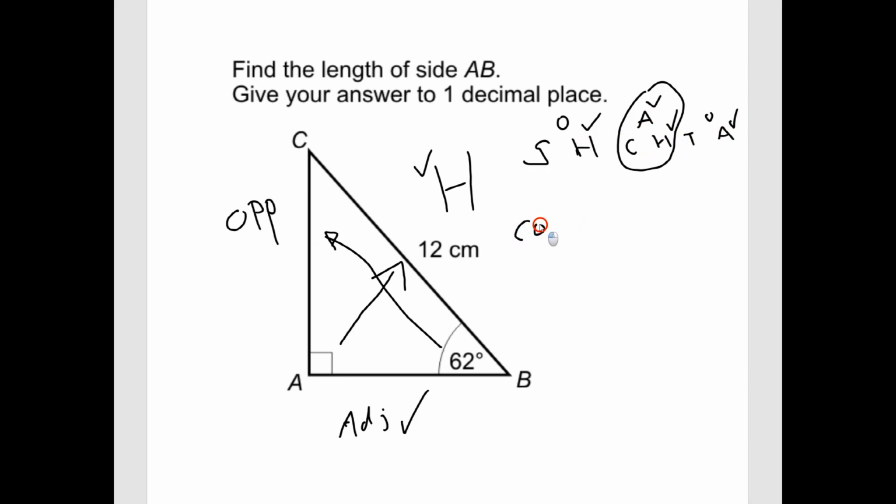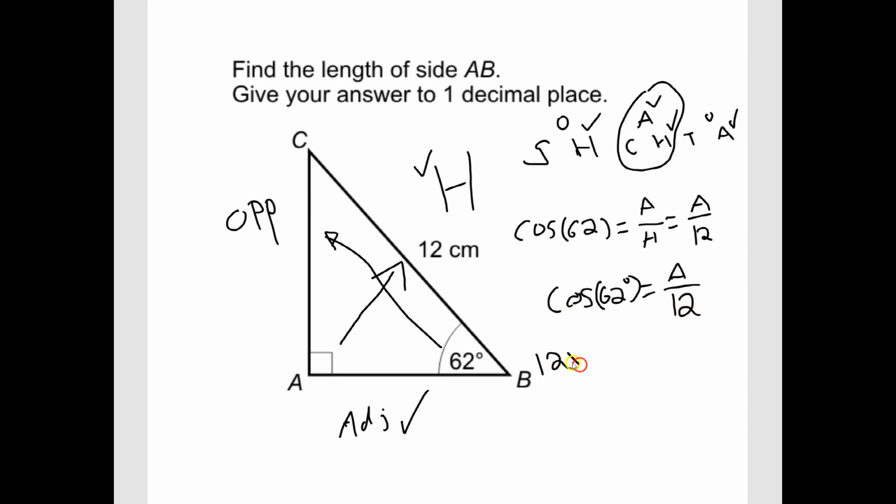So I write down the formula: cosine of the angle. So cosine 62 is opposite, not opposite, so that was rubbish, adjacent over hypotenuse. But the adjacent is unknown, what I want to find. The hypotenuse is 12. So cos 62 degrees is adjacent over 12. If I want a on its own, I need to do the opposite of dividing by 12, which is multiplying by 12. This will bring the 12 up to the left-hand side. So I have 12 times cosine 62 is a.